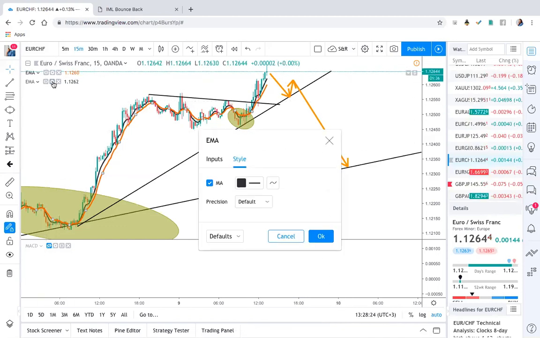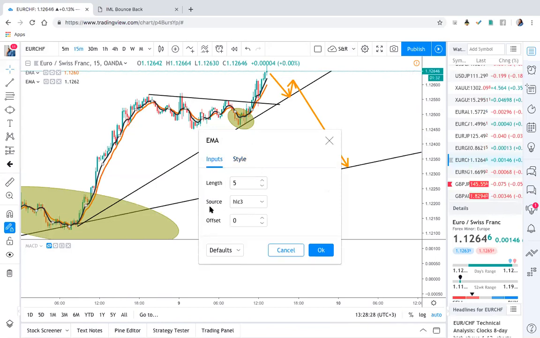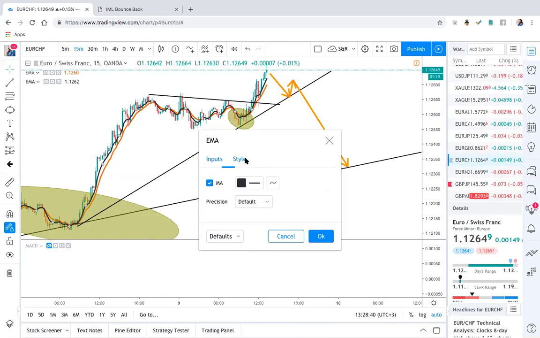And then for the 5 moving average, same thing, where the length is 5 and the source is HLC3, so high, low, close 3, right? So that's what you would have there. And again, in inputs, I change it to a different color so I could identify which one is my 5 and which one is my 9, and as well I thicken it.